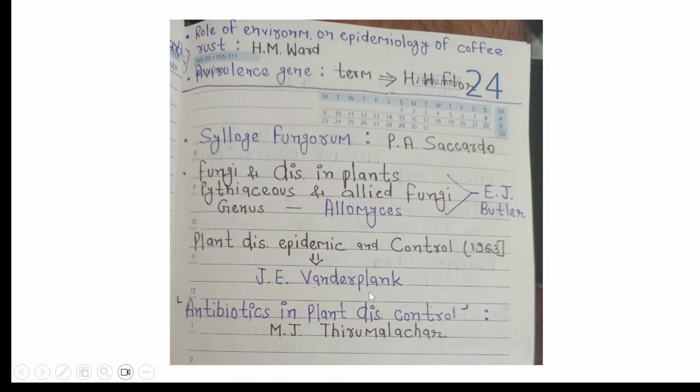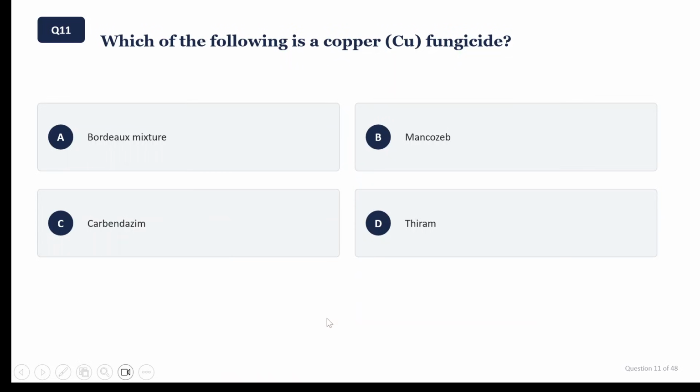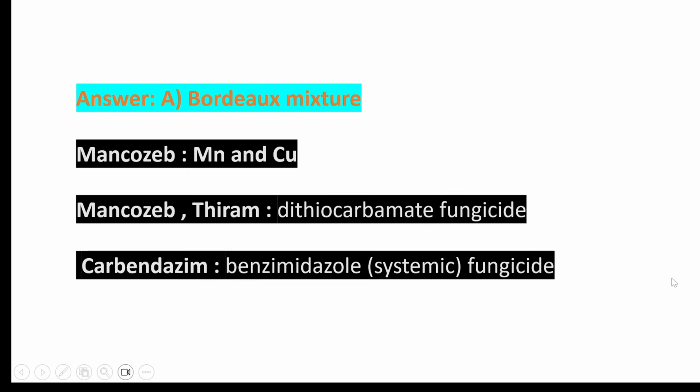Plant Disease Epidemics and Control, 1963, was written by J.E. Vanderplank. Antibiotics in Plant Disease Control was written by M.G. Thirumalachar. Which one of the following is a copper fungicide? Definitely Bordeaux mixture. Mancozeb contains zinc and manganese. This was written incorrectly, I wrote it incorrectly. Mancozeb is manganese and zinc only, not copper.